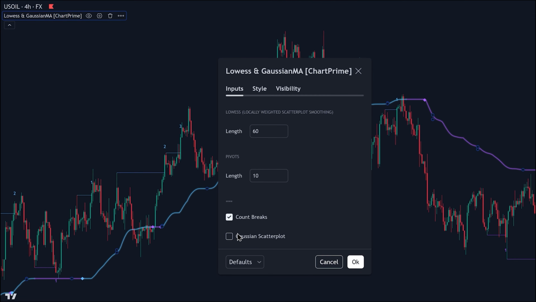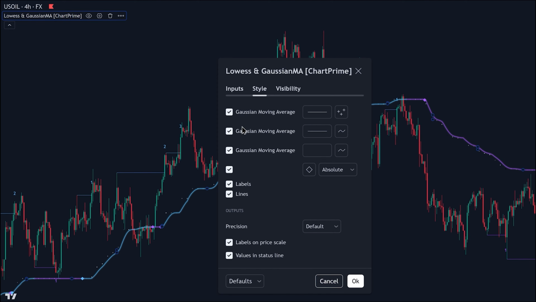Finally, the Gaussian scatter plot setting allows you to toggle the display of the Gaussian moving average as a scatter plot on the chart. This visualization gives additional insights into market volatility by showing individual data points along the Gaussian curve. Now, let's look at the style and appearance settings.